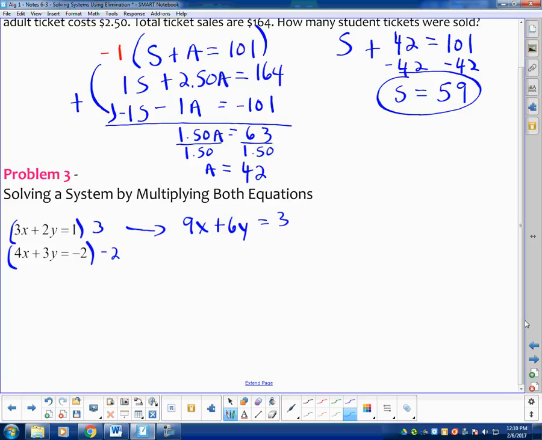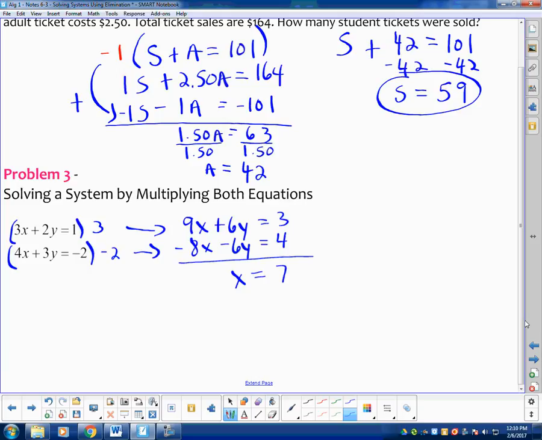And the one below it is -8x minus 6y equals 4. And the magic occurs here. With these two new equations, when I add them together, the y's are eliminated, and I get 9x minus 8x is x equals 7. Voila, there it is. X equals 7.